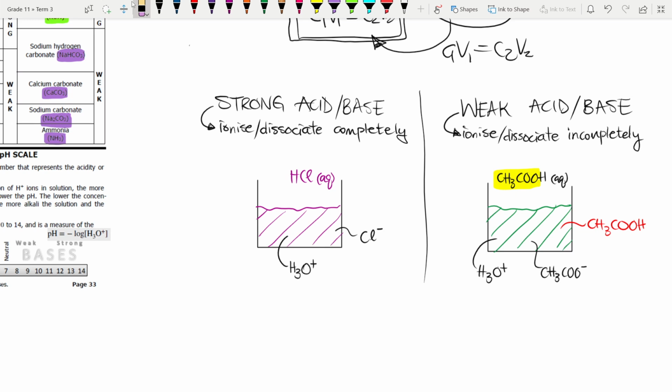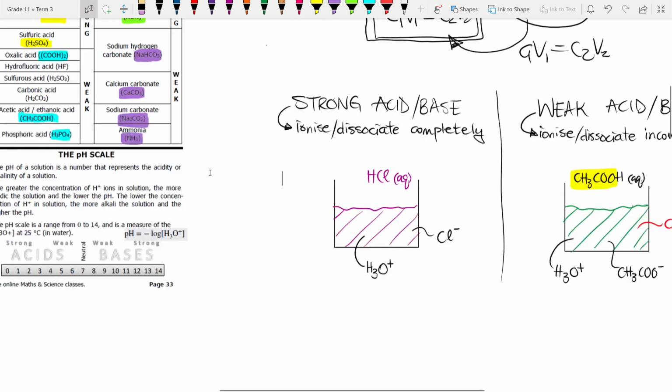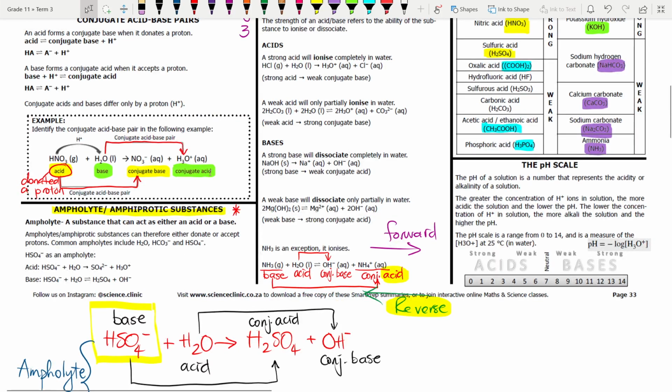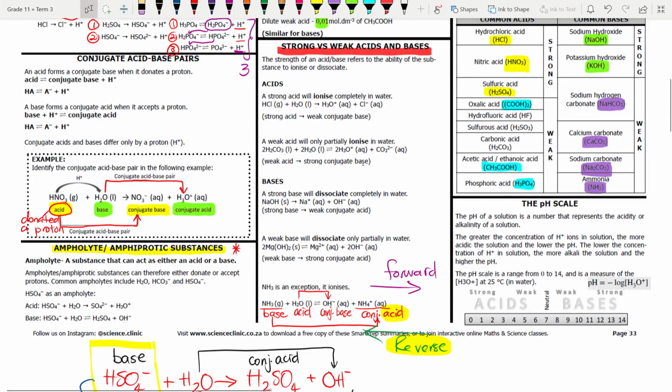The bases will still behave the same. If it's a strong base, it's going to dissociate completely. If it's a weak base, then some of the original base is going to be remaining in the water as well. That makes sense, right? Yes. Okay, cool.